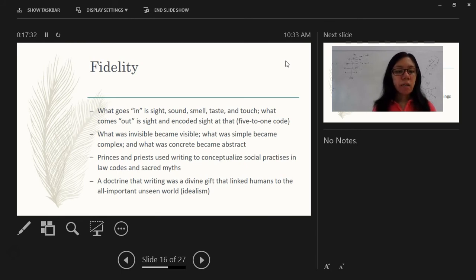So, because it has symbolic networks, it creates a conceptualized social practice. In this social practice, princes and priests use writing to conceptualize social practice in law codes and sacred myths, and it creates idealism, which is a doctrine that writing was a divine gift that linked humans to the all-important unseen world, because the people back then believed that writing was brought from heaven.